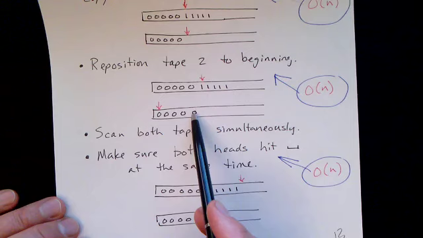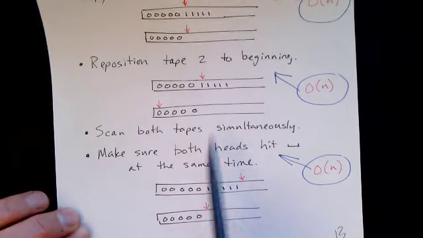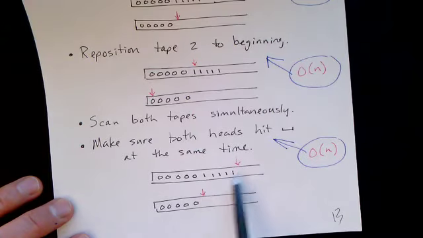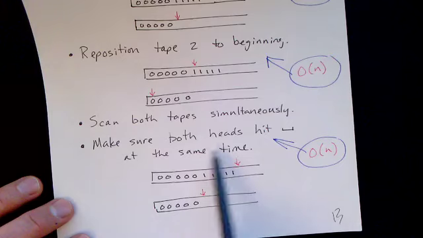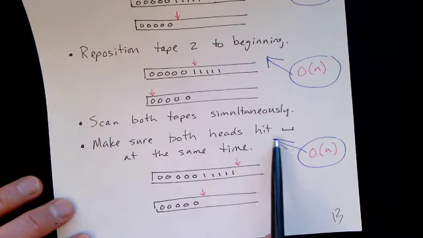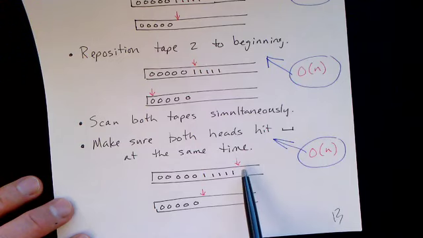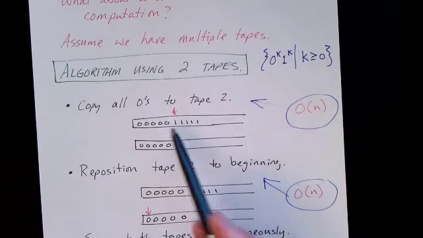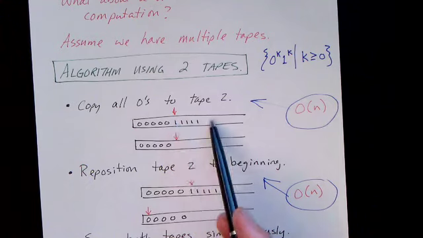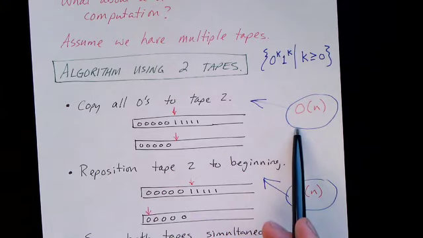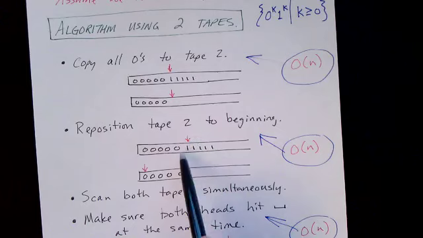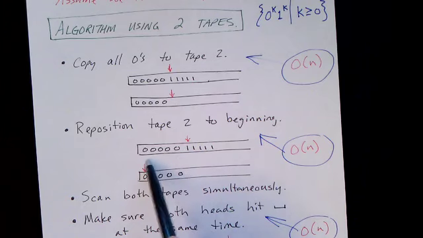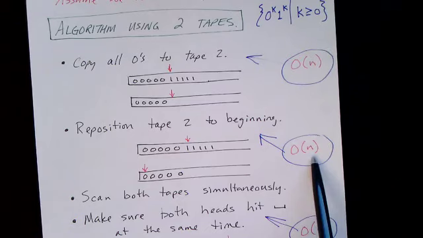If this is a valid input, the heads will reach the last symbol at the same time, and then the last thing we need to do is make sure that both tape heads hit the blank at the same time. So now let's analyze this for the running time. To copy all the zeros, we have to scan half the input, and so that takes n over 2, which is order n time. Then we reposition to the beginning, and assuming this is a valid input, that's again n over 2 time. So it's linear, order n time to reposition.